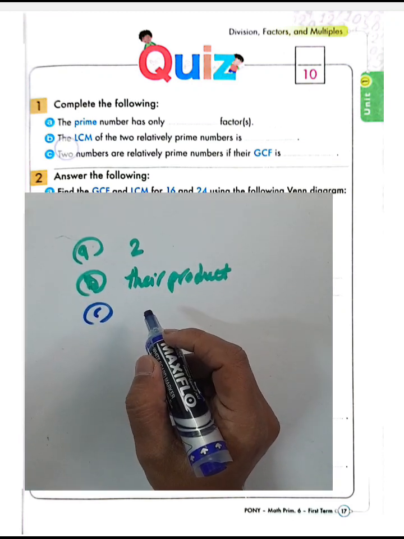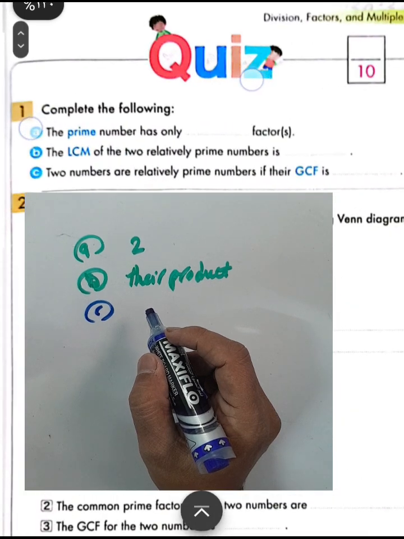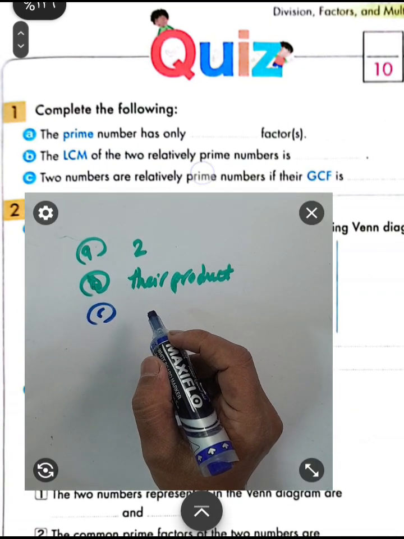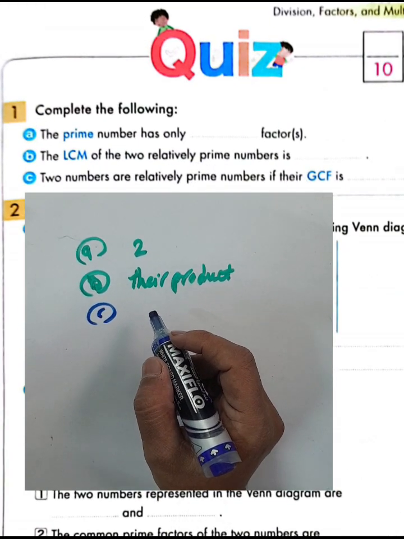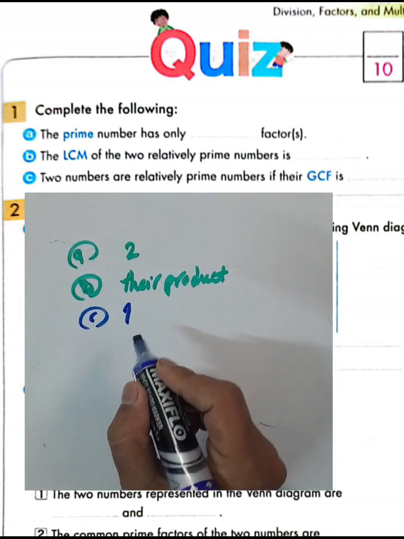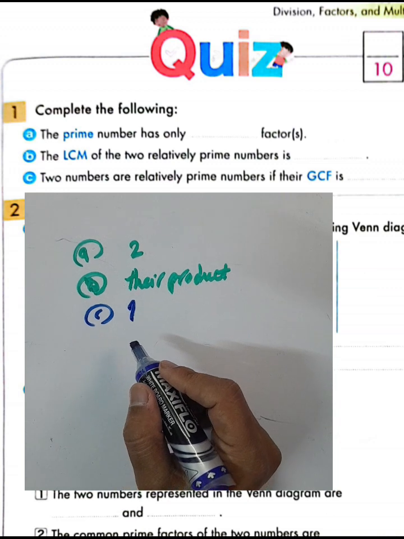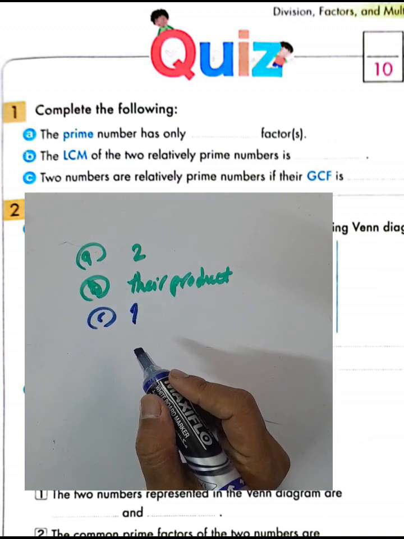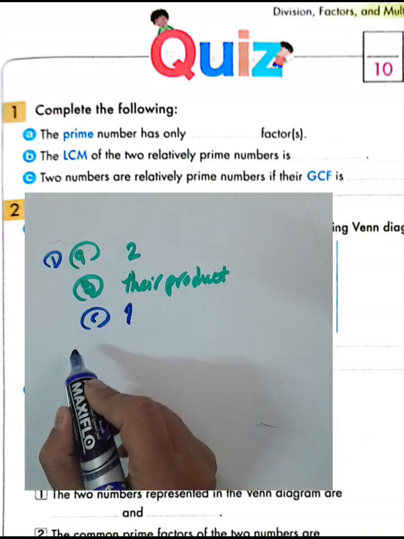Question letter C. 2 numbers are relatively prime numbers if their greatest common factor is 1, okay? Write 1 here, such as 2 and 3. Any 2 relatively prime numbers can be divided by no number except 1. It was question number 1. And next, question number 2.